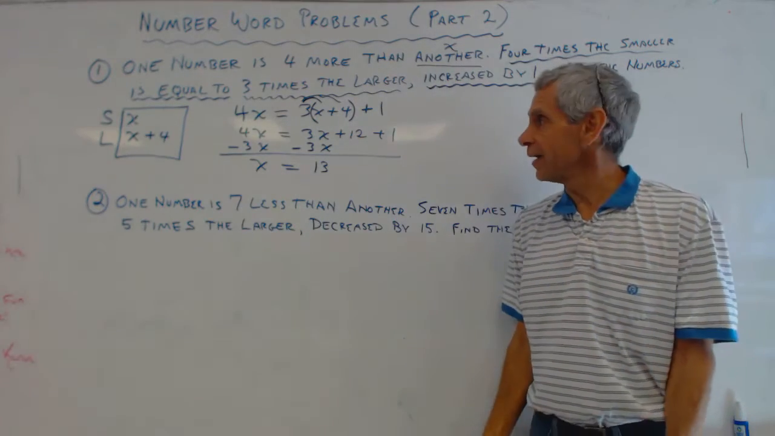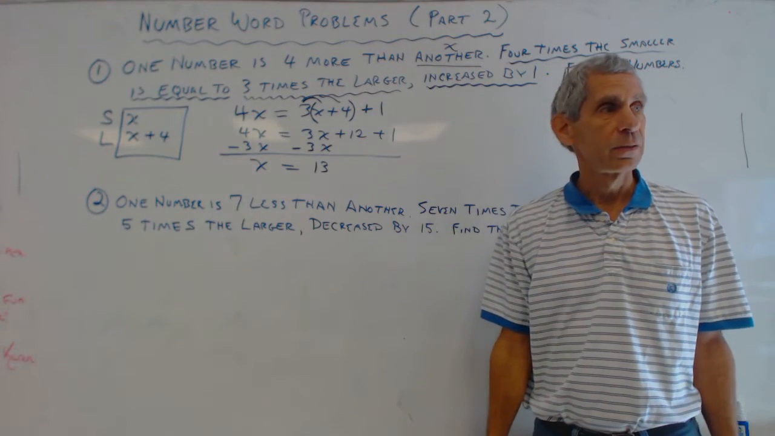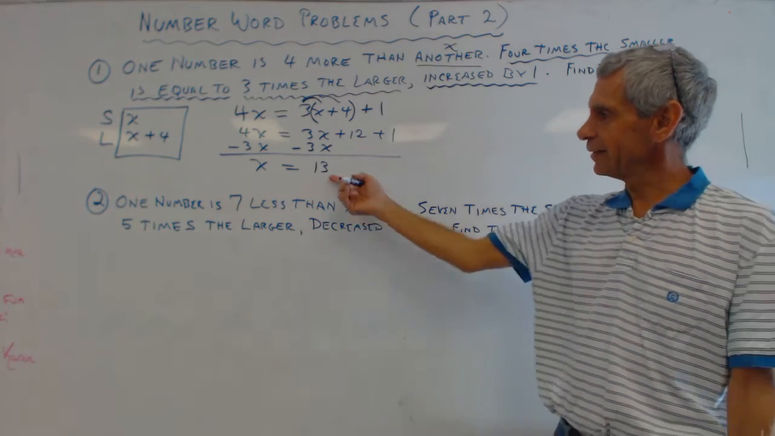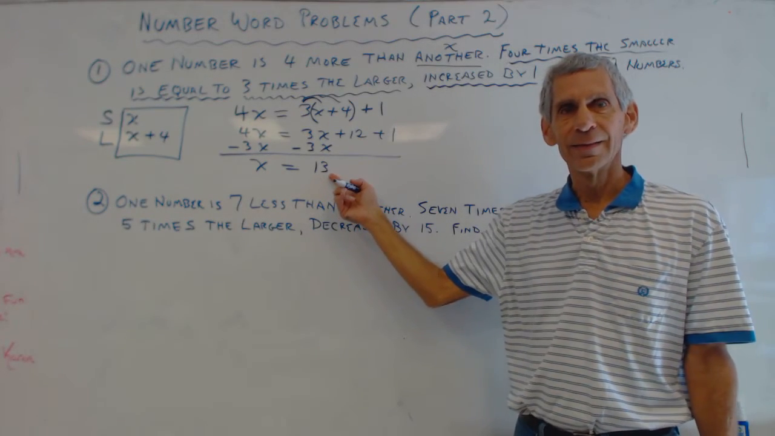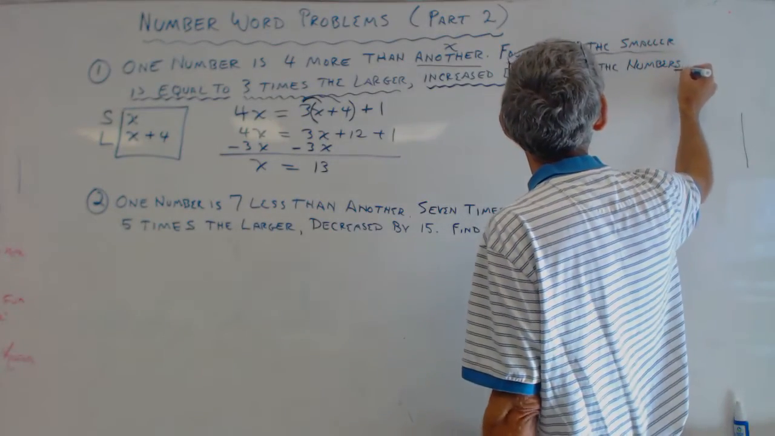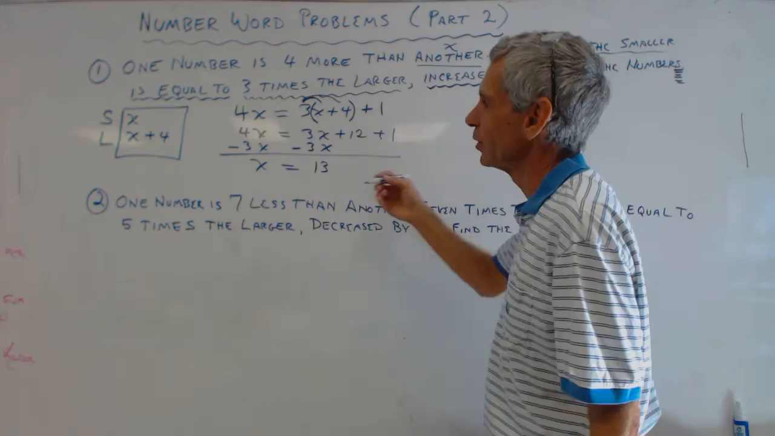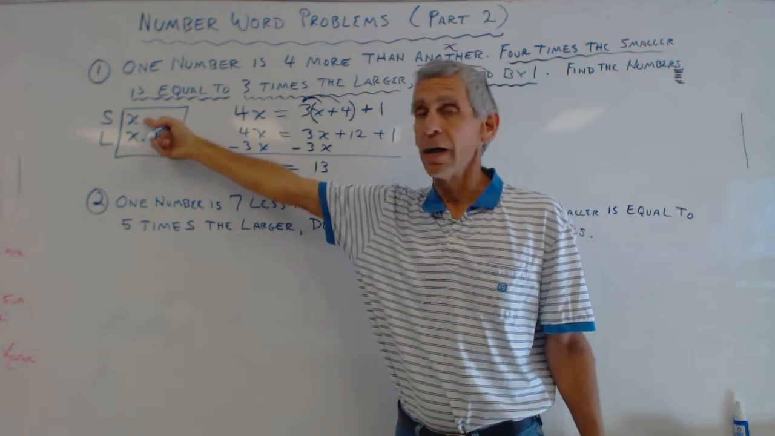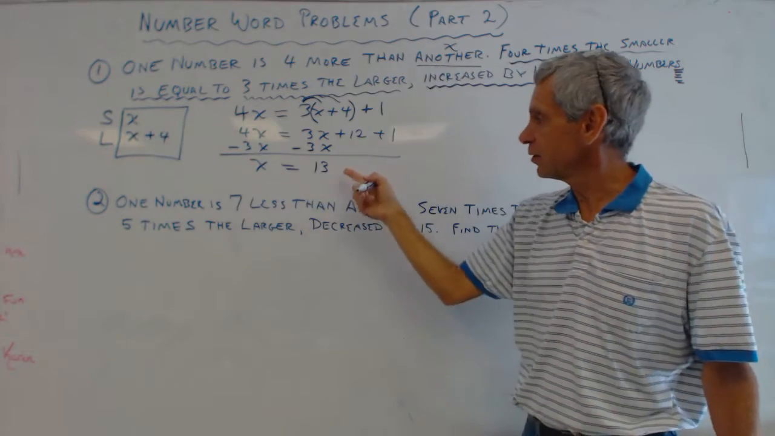I'm totally done. No, you have to write the number. Oh wait, yeah. Oh, I have to find the numbers. But I just did, x equals 13. Okay, numbers. Oh yeah, I have to reread my last sentence. It says find the numbers. So I go back to my little table here, and I realize my first number is x, which is 13.